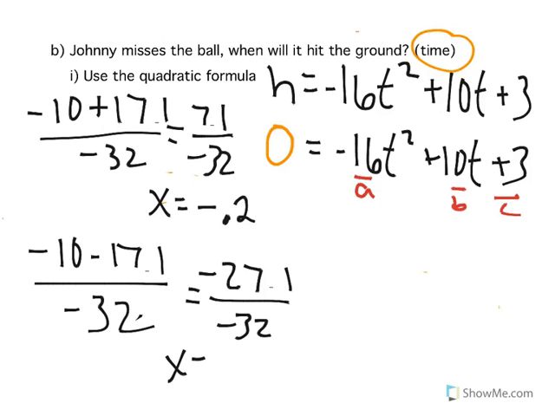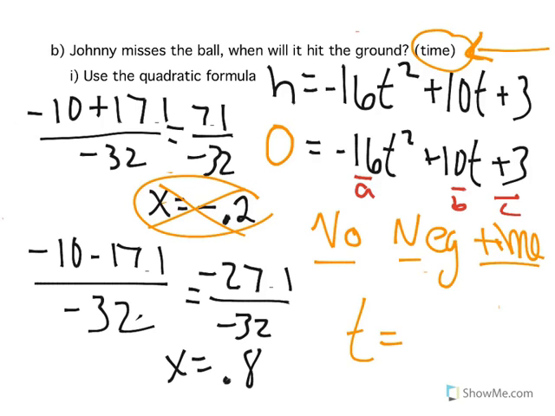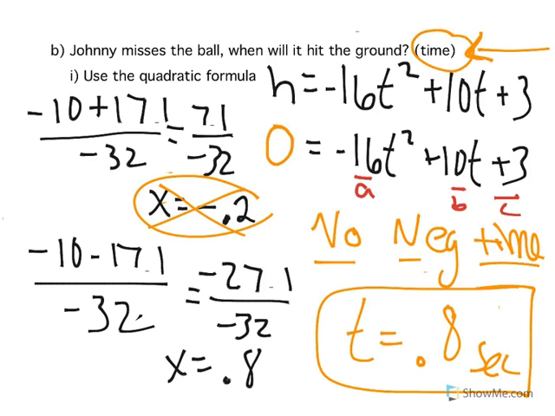It's going to give you about x equals 0.8. So remember, we are solving for time, and you can't have negative time. There is no negative time. It's not possible. So this answer doesn't make sense, negative 0.2, because you can't have negative time, and we were solving for time. So t equals 0.8 seconds is our final answer, because that is the positive answer. You can't have negative time.